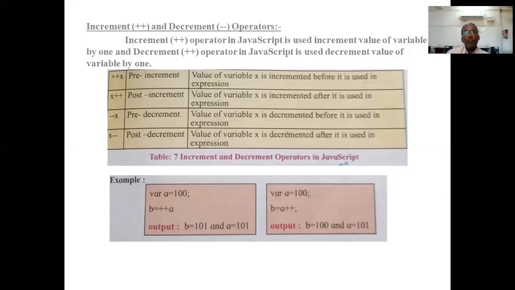Next example, variable a is equal to 100, b is equal to a++. Here we are using post-increment. So the output will be b is equal to 100, a is equal to 101. Okay, fine. Is it clear?